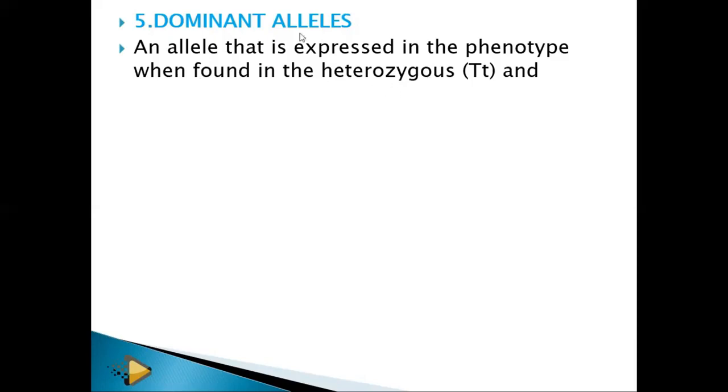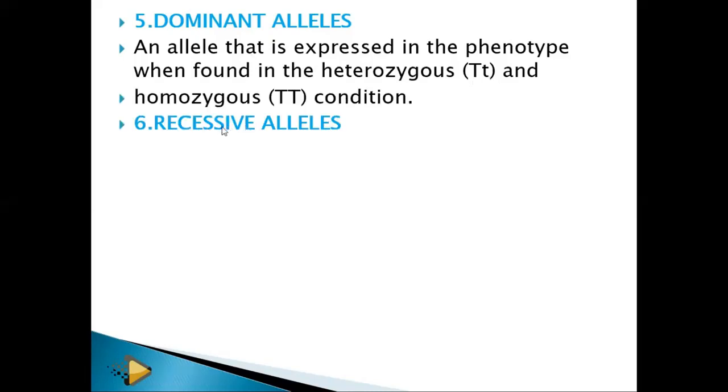When we talk about heterozygous, it means different forms. One is like this, one is like this. So it means that this capital letter suppresses this. That's why I say that a dominant allele is that one which suppresses another allele. This capital letter will suppress the small letter.